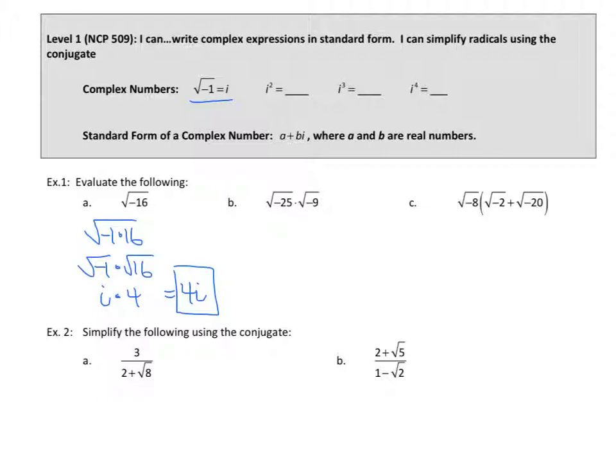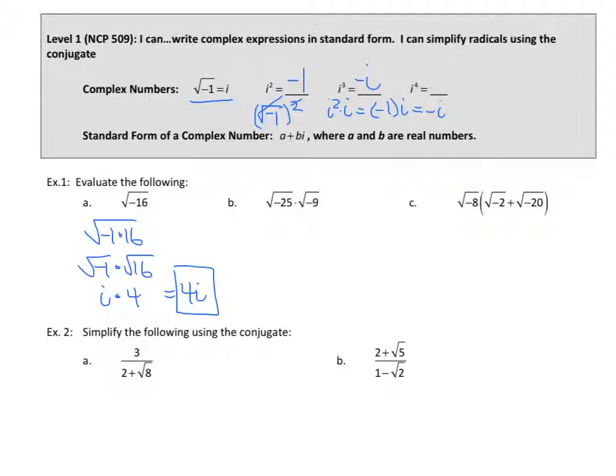Now i has some properties. If you square i, this would be the square root of -1 squared, and the square and square root would cancel and we would just get -1. If you raise i to the third power, that is like i squared times another i, and we already said that i squared was -1, so this is -1 times i, and we get -i. So i to the third power is -i.